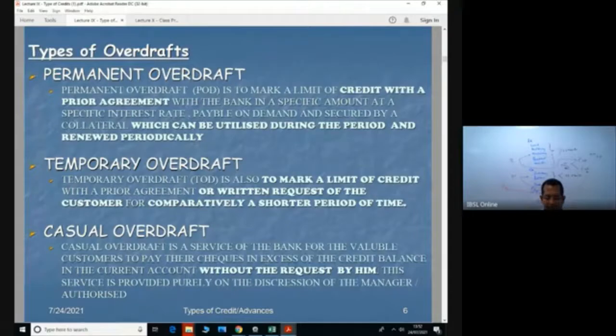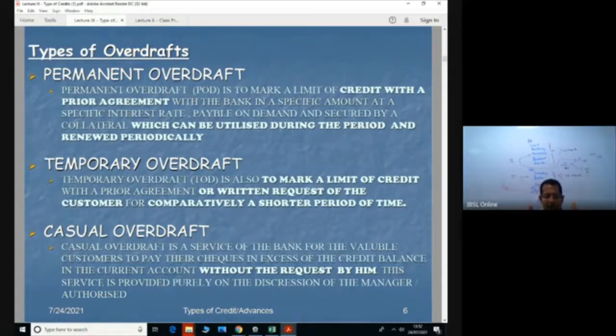Permanent overdraft is a facility limit normally given for a 12 months period, after evaluation, normally taking a collateral, some sort of a security, right? After 12 months, we will review the facility, review the operations of the current account, and may decide to continue for another 12 months period.